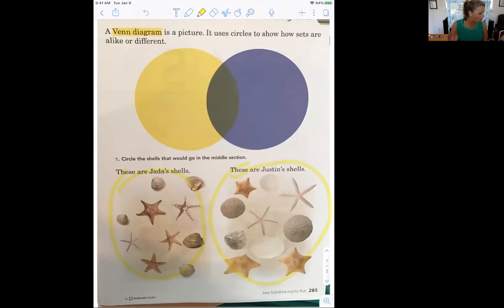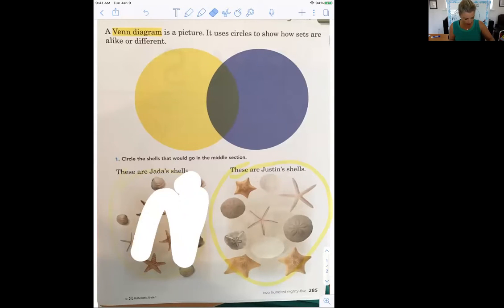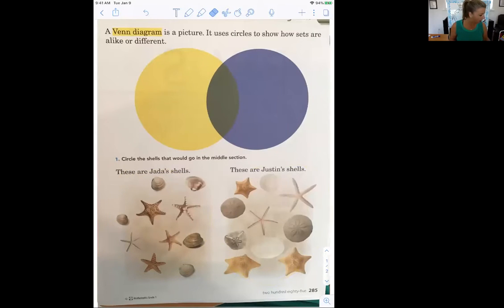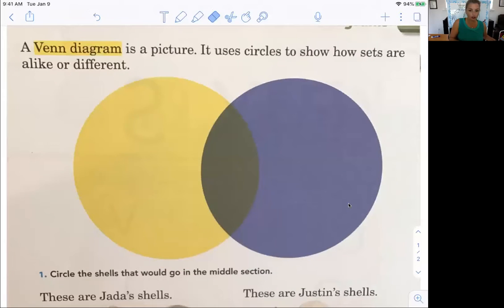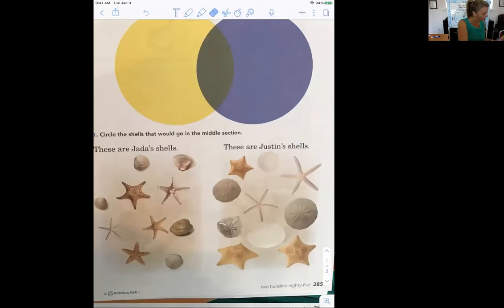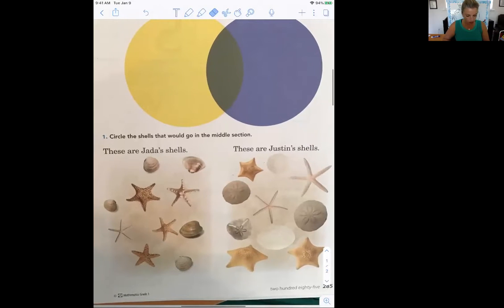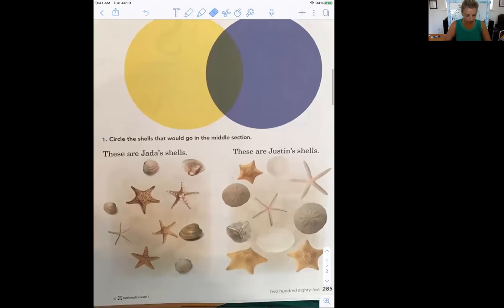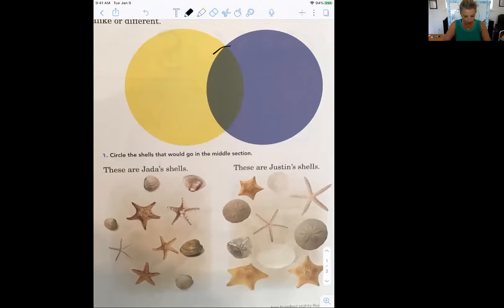So which do both of them have? They both have something that is the same. They both have starfish, right? They both have starfish. Oops, sorry about that, guys. So we're going to circle the shells that would go in the middle section. Remember right here, guys? Right here is that middle section. So they both have starfish.